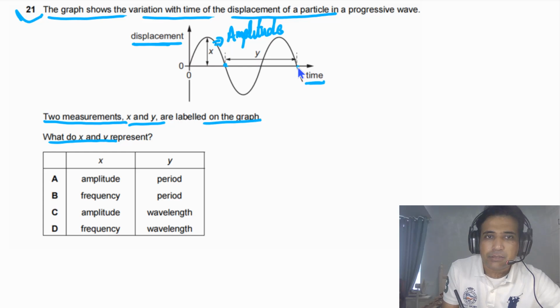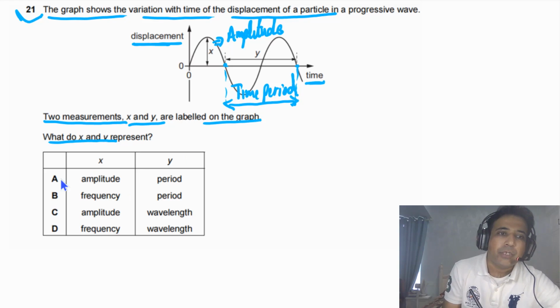And this is the time period, the time for one complete cycle. For one complete cycle, the time taken is the time period. So this is one complete cycle, and this time is the time period. So the answer for this question has to be A.